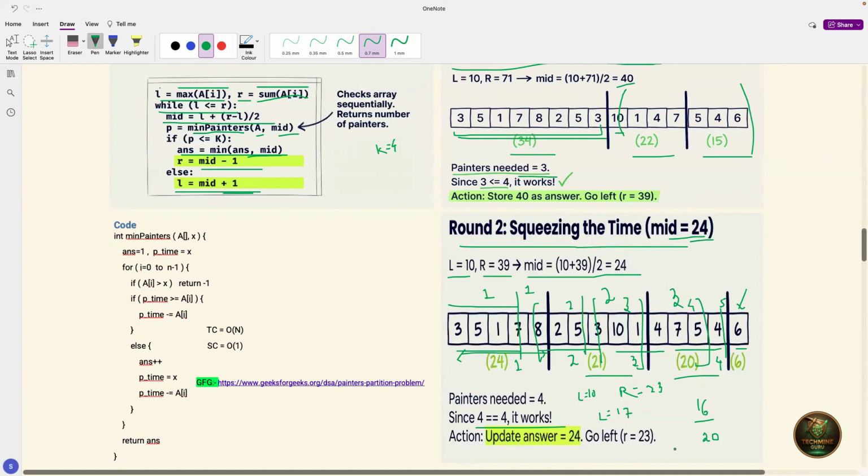So again, we will do L is equal to mid plus 1. Now our L will become 21, right? Now we will again take out the mid. 21 plus 23 by 2 will give the result as 22, right? So if we have 22 units of time, then how much time will be needed? Again, this much will be given to the first painter. From here till here, the second painter will take this time.